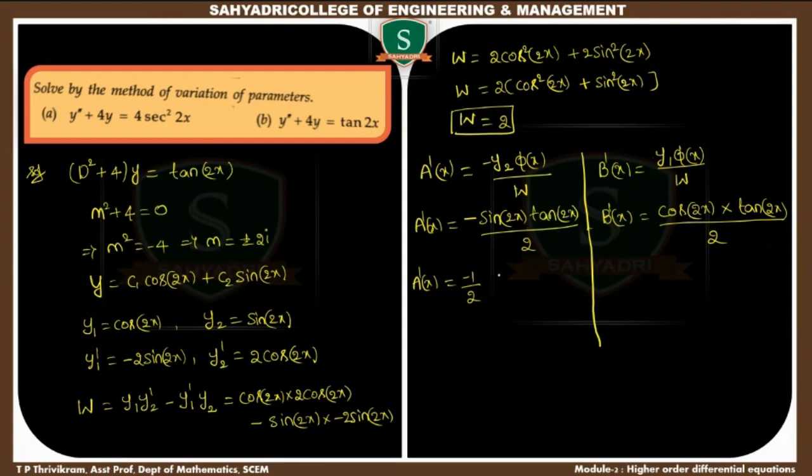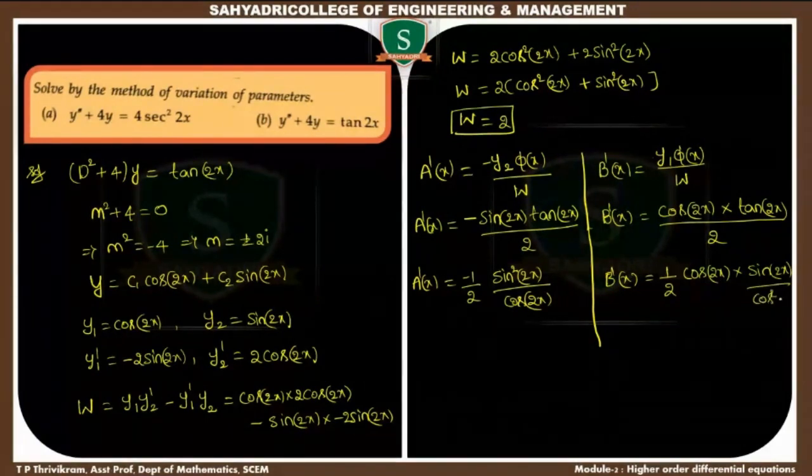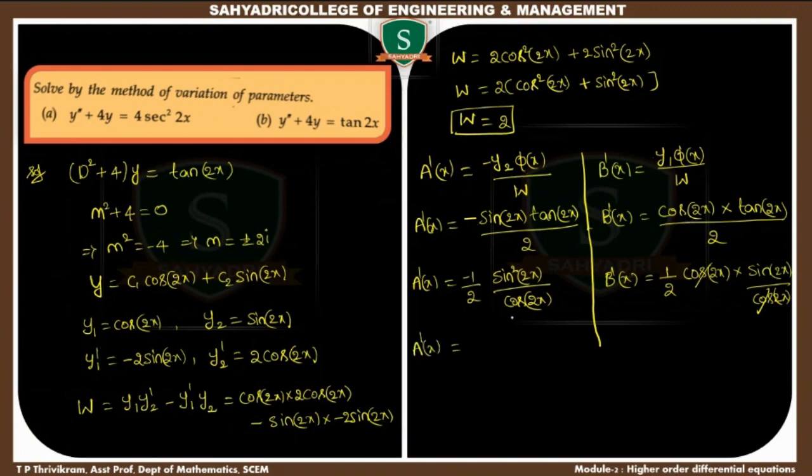How to write this? Sin square 2x divided by cos 2x. Okay, tan x can be written as sin x by cos x. So sin x into sin x, we will get sin square x divided by cos 2x. B dash of x is equal to 1 by 2 cos 2x into sin 2x divided by cos 2x. Okay, so cos 2x gets cancelled. So a dash of x is equal to 1 by 2 into, how to write sine square x?